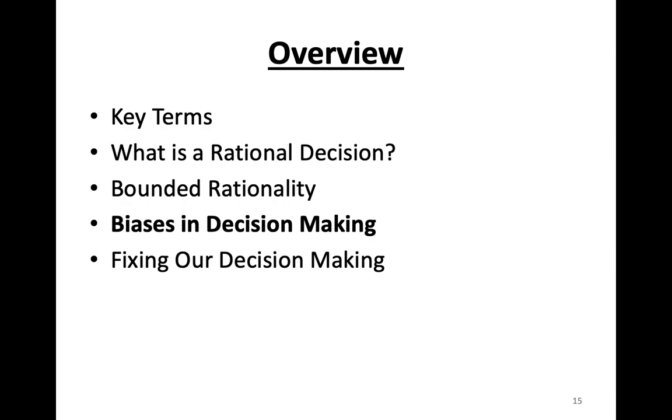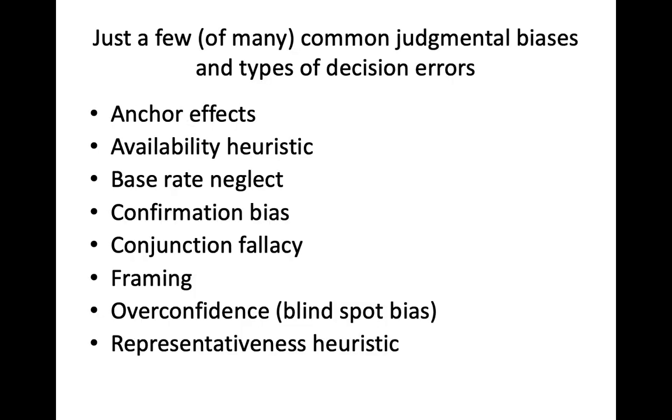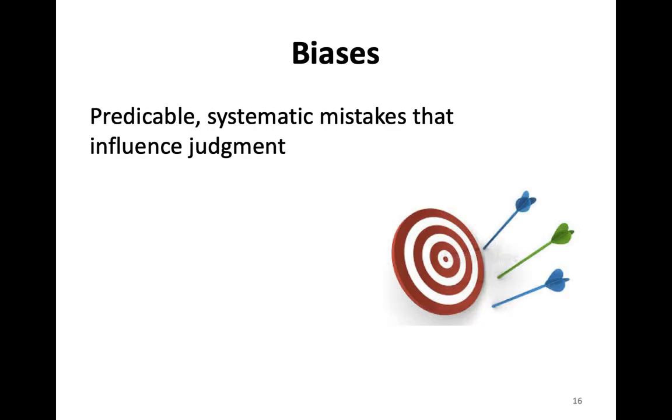So let's go over some of these biases that we have. So biases refer to predictable, systematic mistakes that influence our judgment. And what you can see is that I've got a target here, and you can see that the arrows are kind of missing the target all on the right side, so kind of in a predictable way. So that's an important feature about biases, is that when we have a bias, we're making a mistake, but we're making a mistake in a consistent and predictable way.